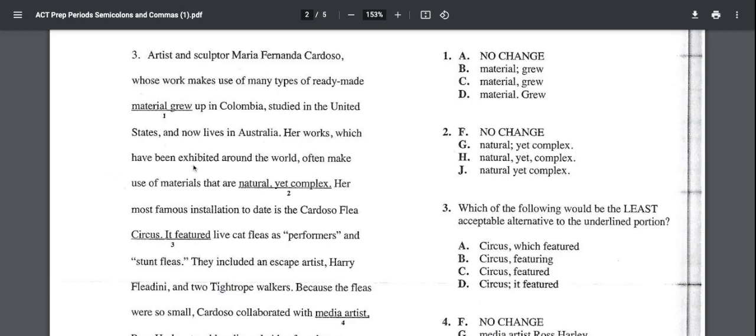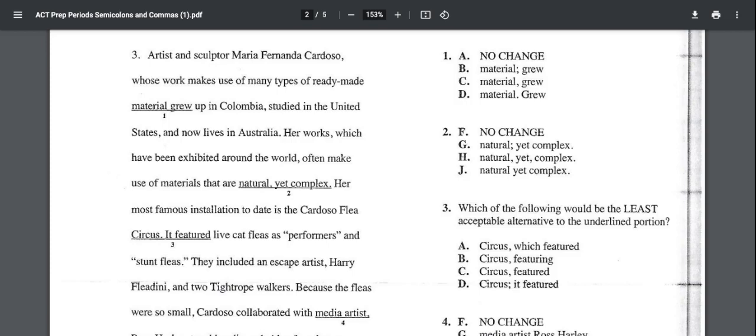Her works, comma, which have been exhibited around the world, comma, often make use of materials that are natural yet complex. Okay, for this one, we might think a comma before yet, because yet is one of our conjunctions. We might think that it goes there, but remember, comma conjunction only works if we have a complete sentence after the conjunction. So in this case, we actually don't need a comma. The correct answer is going to be J.